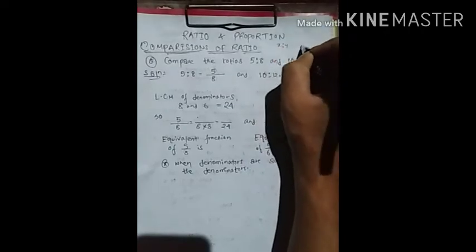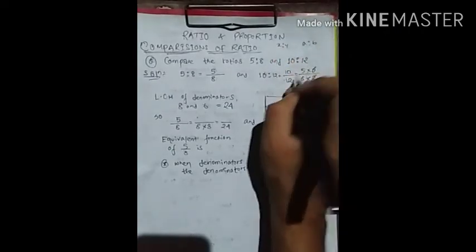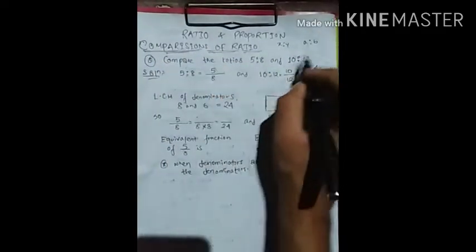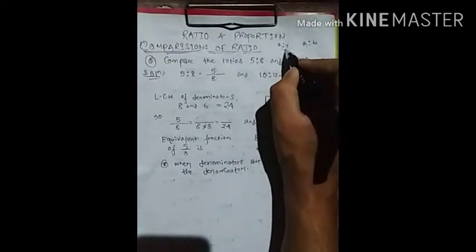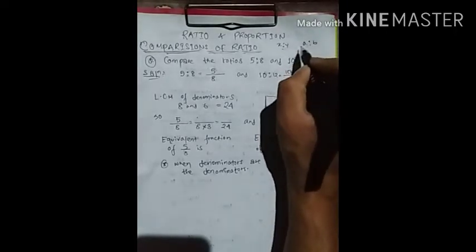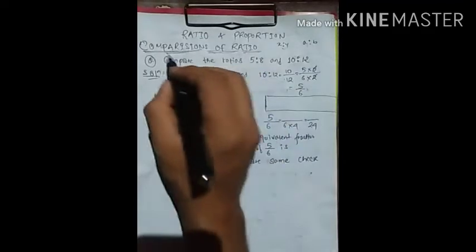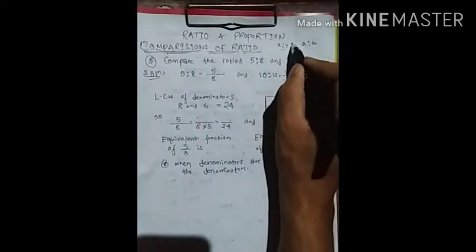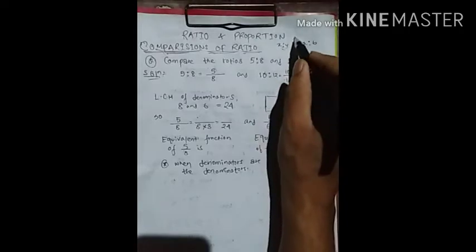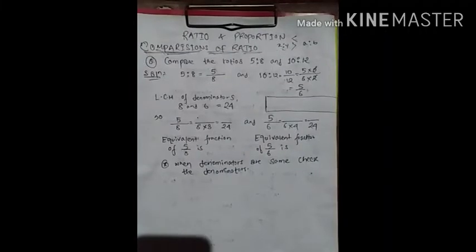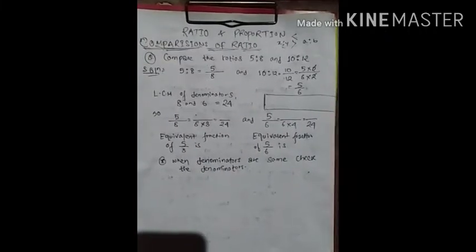Suppose x is to y and a is to b. Now when the question comes to compare the ratios, you have to tell either x is to y is greater than a is to b, or a is to b is greater than x is to y. So whenever this type of question comes, we have to find out which one is greater. Let us see how to solve this type of question.